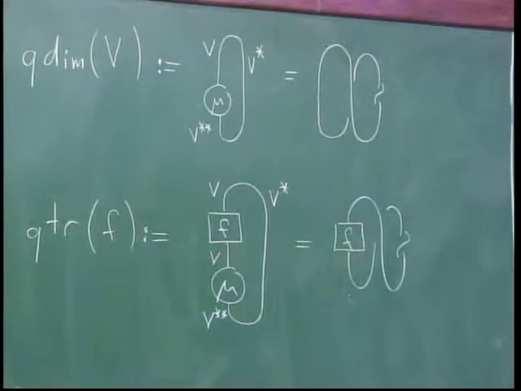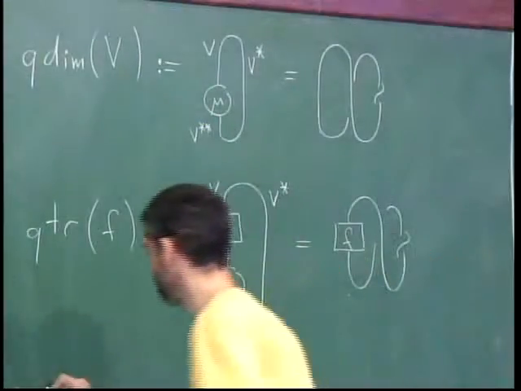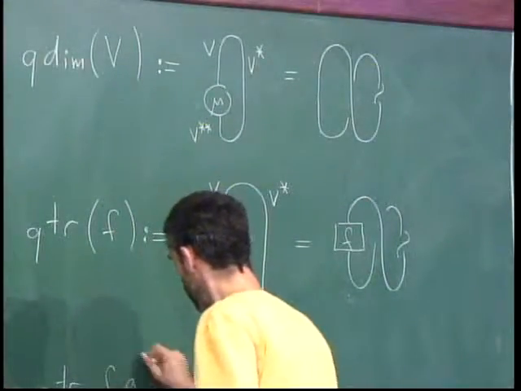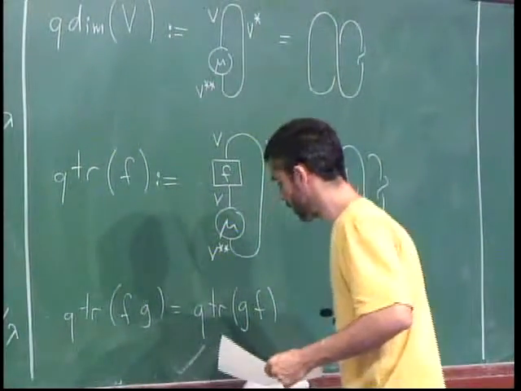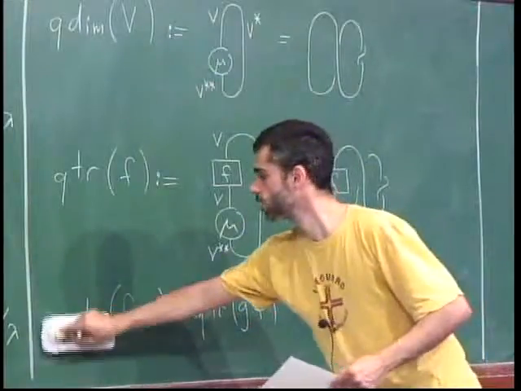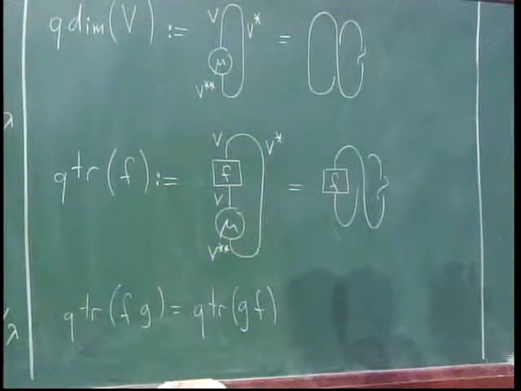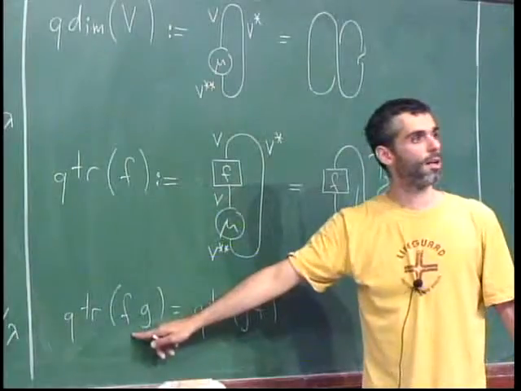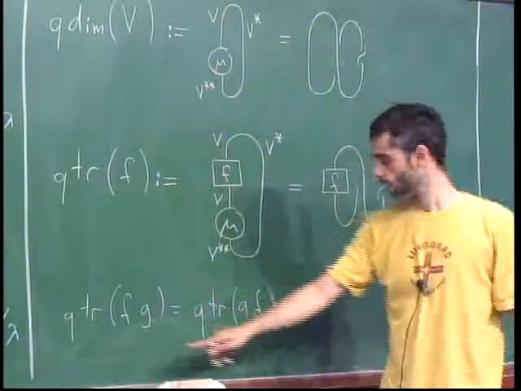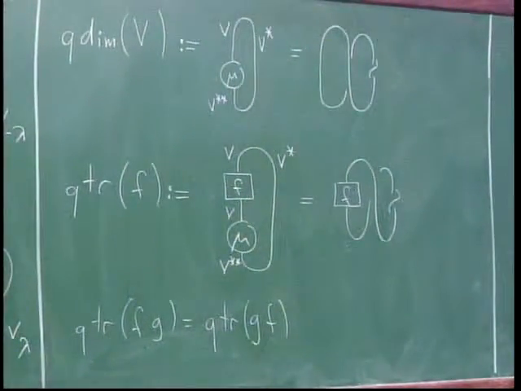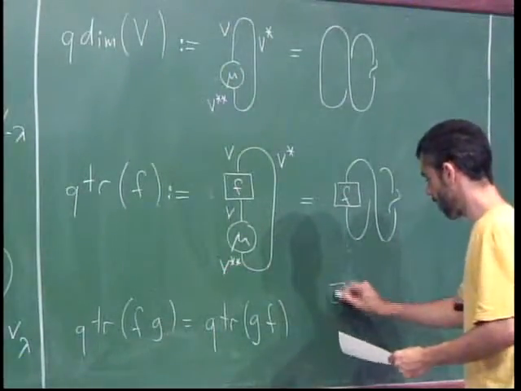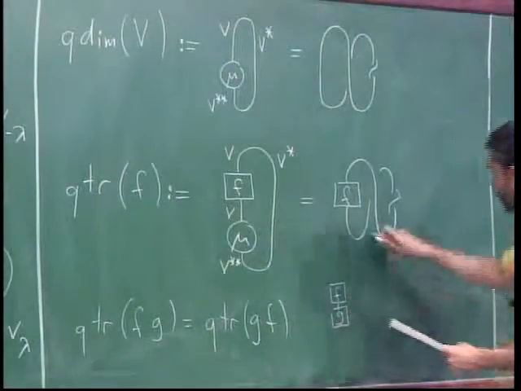And the main property that justifies its name is that quantum trace of FG is equal to quantum trace of GF. So now F is a map from V to W, G is a map from W to V, and then here I take the quantum trace in V, or sorry, in W, and here I take it in V. This is proven very quickly, so let me just do it. So I have F, G, I use that.